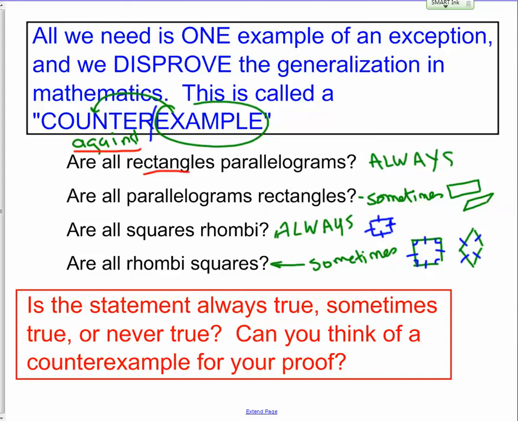Then we turned it around. Are all parallelograms rectangles? Well, we can draw a parallelogram that is a rectangle, and we can draw a parallelogram that's not a rectangle, and that's why it's sometimes. Are all squares rhombi? Well, if I draw a square, does it meet the categories and the aspects of a rhombus? Well, all squares have four equal sides, and all squares are parallelograms, so squares are always rhombi. Are all rhombi squares? So we turn it around. Well, this is a rhombus that is a square, and this is a rhombus that is not a square. So it is sometimes true.